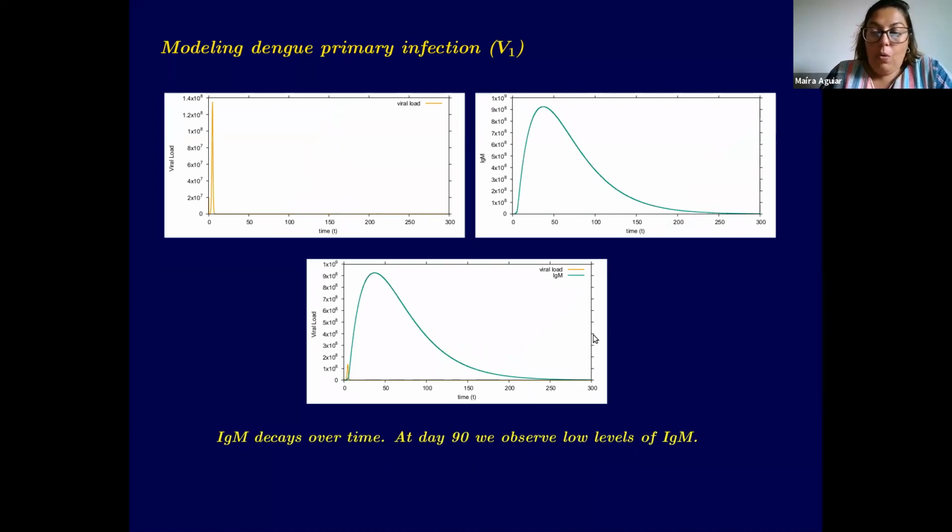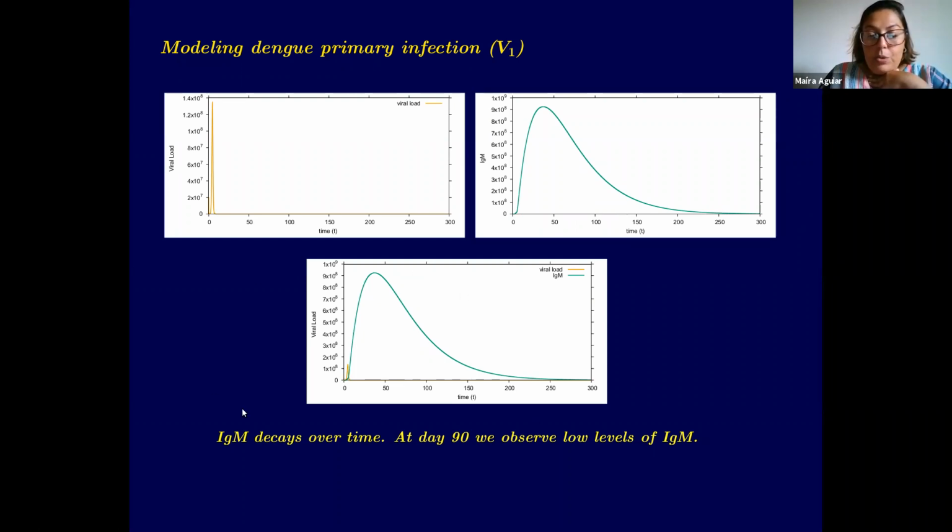Okay, what we can also observe here is how long this IgM lasts in our body. Here is the viral load, which is resolved in less than 10 days. The IgM starts increasing, reaches its peak at day 50, and after 90 days, according to the immunological literature, it decays to a level that cannot be detected anymore.